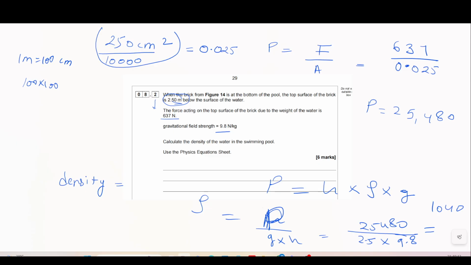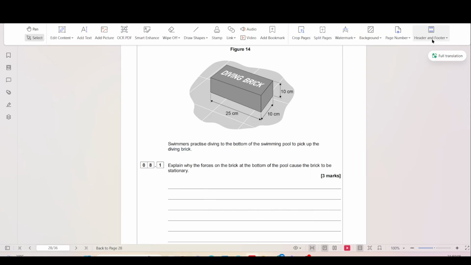Are you getting it? From here we got pressure, we plugged it here and everything else we had. So when one formula is not fitting, you need to check for another, and it is not that every time you will just plug one equation and you will get the answer, because this is 6 marks. Sometimes you need to use two equations, like here first we used pressure and then we used density. Okay.